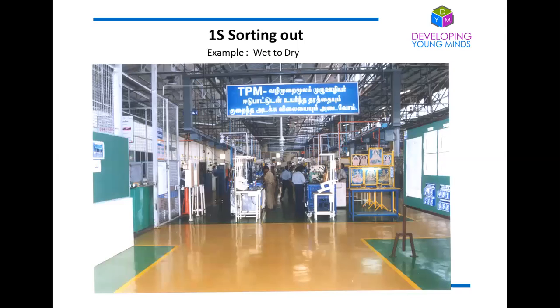So this is a very good visual example. You can see how the floor is kept there. This entire shop floor is neat and clean. There is no wet space on the shop floor. Everything is dry. That is a wonderful example in this photograph, if you look at it.